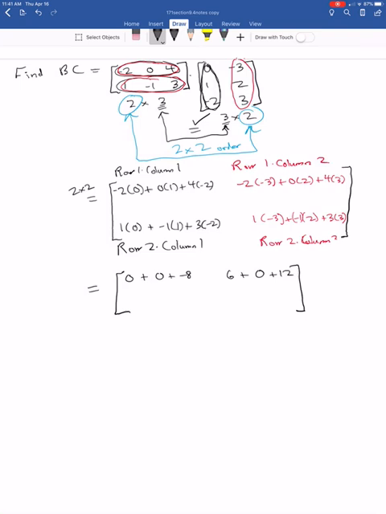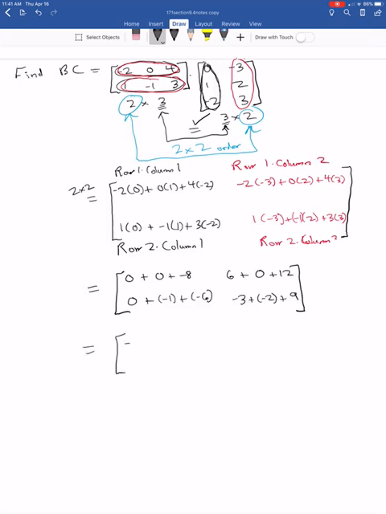Row 2 entries: 1 times 0 is 0. -1 times 1 is -1. 3 times -2 is -6. Row 2, column 2: 1 times -3 is -3. -1 times 2 is -2. 3 times 3 is 9.